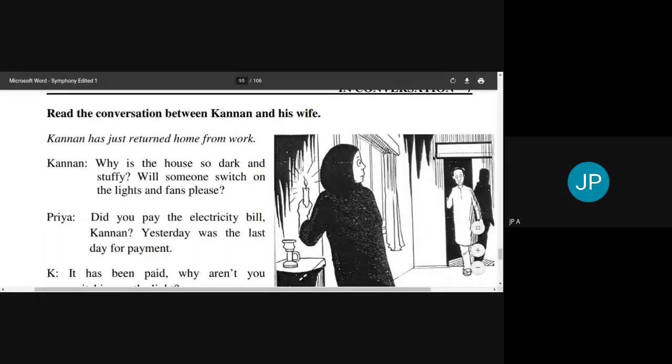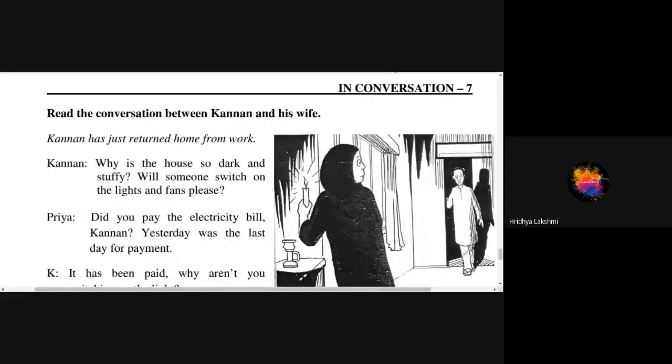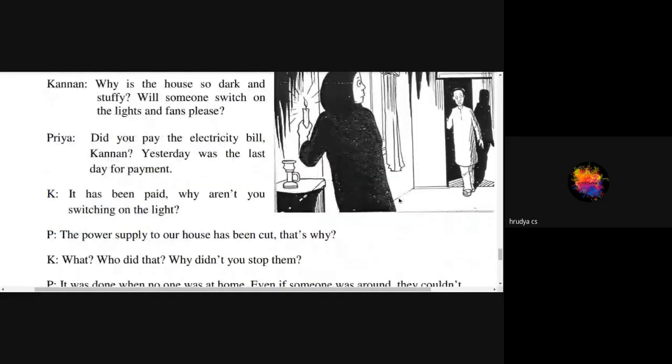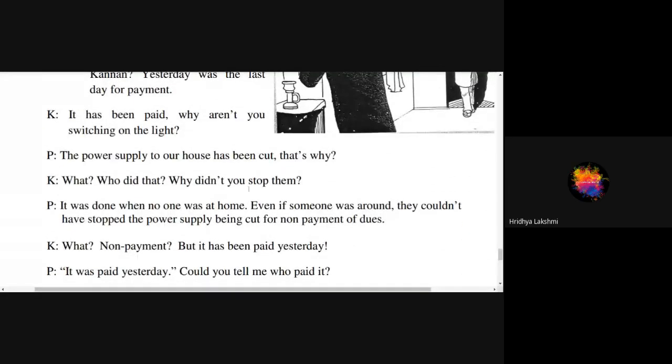Kannan has just returned home from work. Kannan: Why is the house so dark and stuffy? Will someone switch on the light and fan, please? Priya, did you pay the electricity bill? Priya: Kannan, yesterday was the last day for payment. Kannan: Are you not switching on the light? Priya: It has been paid. The power supply to our house has been cut. That's why.